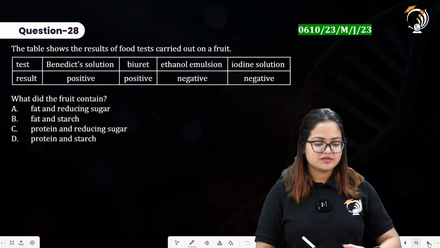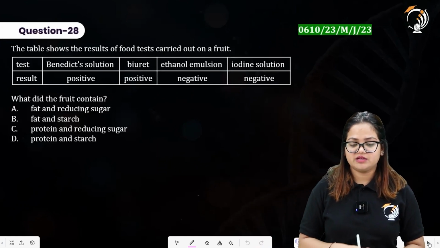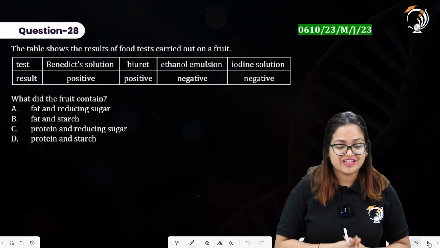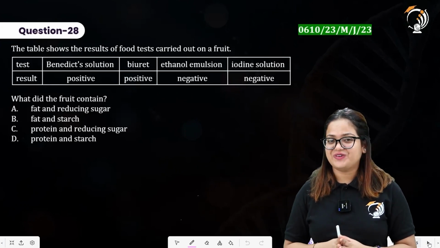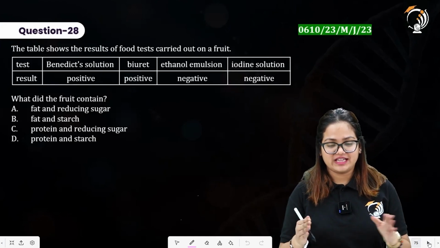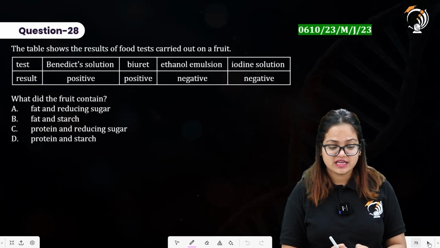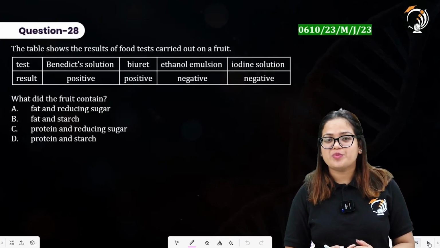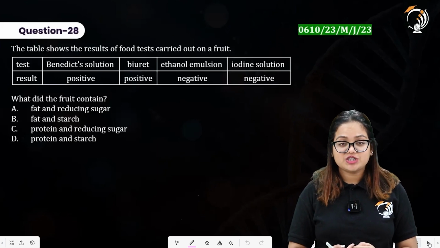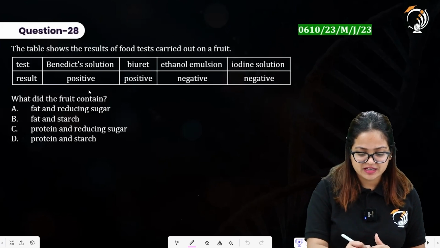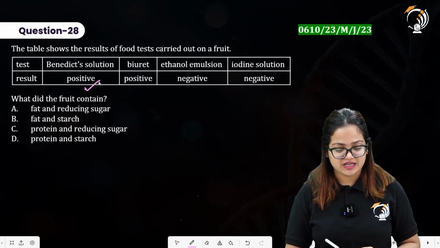Moving to next question. Question number 28 here says the table shows the result of food tests carried out on a fruit. So we have the tests that are carried out on a fruit. What did the fruit contain? So we have the list of tests that has been performed. The tests that have resulted positive will have that food component in it. So Benedict solution is used to test the presence of reducing sugar. So reducing sugar will be there since it is having a positive result.